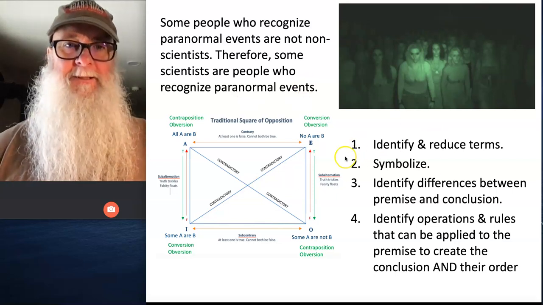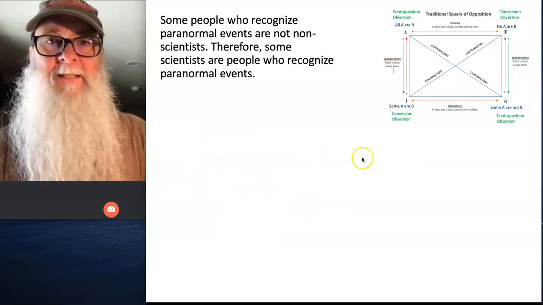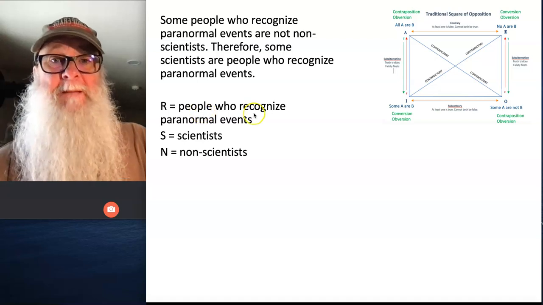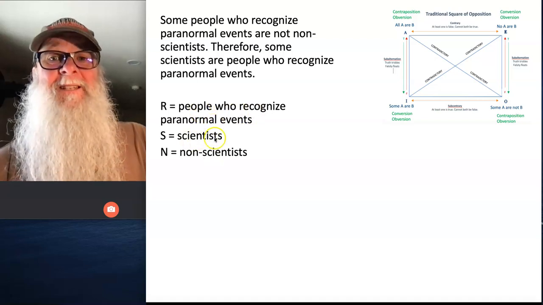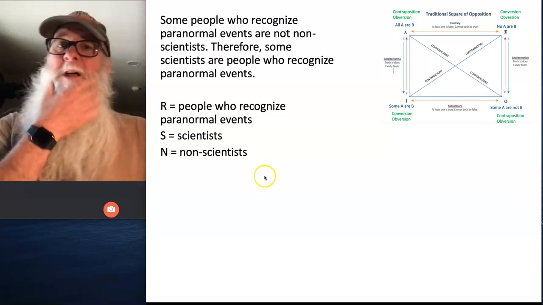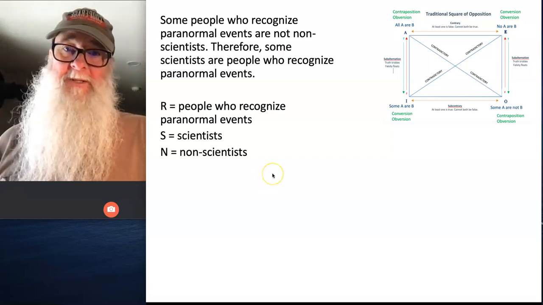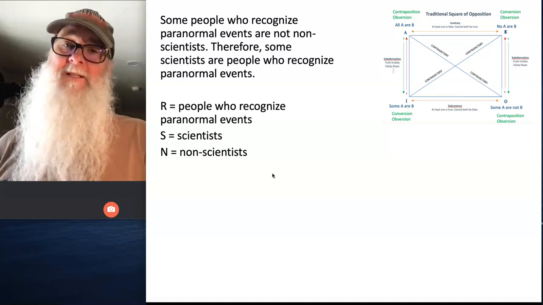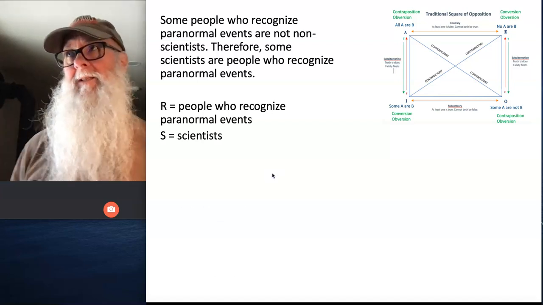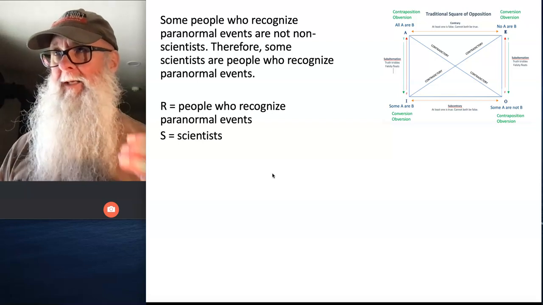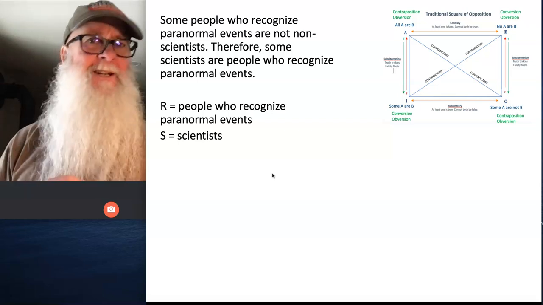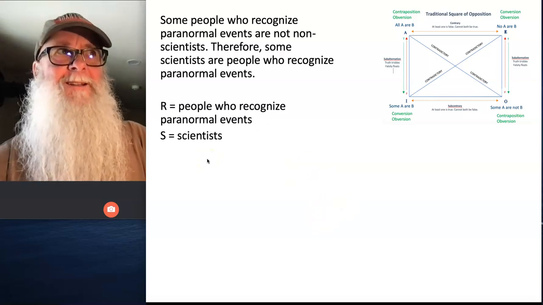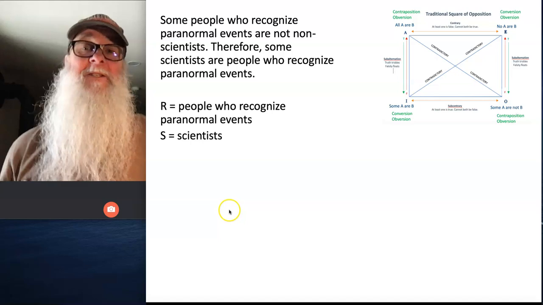All right, let's see what we did here. First thing we want to do is identify our terms. We've got 3 terms here. We've got people who recognize paranormal events, scientists, and non-scientists. We've got to get rid of one of those terms, okay? And I'm going to suggest we get rid of non-scientists, because if non-scientists is our term, we'd have to say non-scientists, which is kind of goofy, because it's not nearly as easy to say it's not a non-scientist, it's a scientist. Okay, so now we've got our 2 terms.